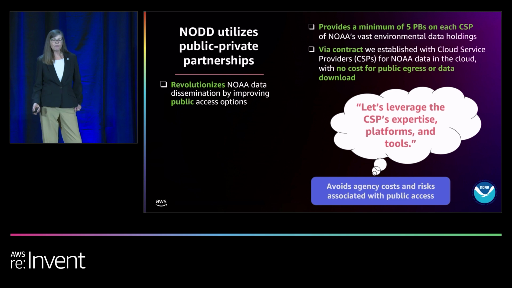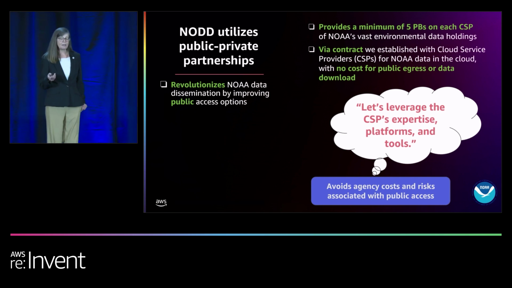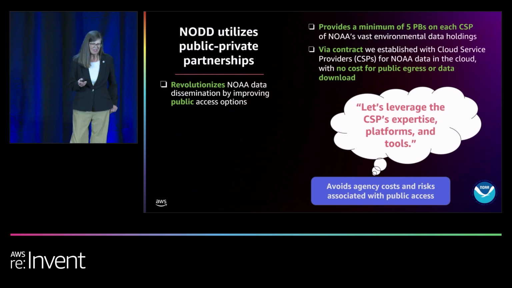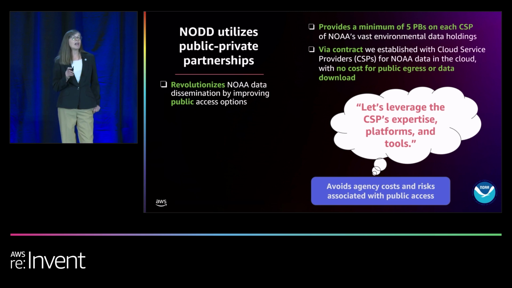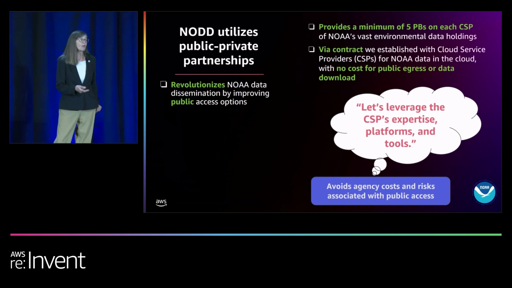The contracts provide for a minimum of 5 petabytes of NOAA's open environmental data on each CSP. These 5 petabytes are determined by NOAA. However, users can also request data sets via their CSP, or the CSPs may request data themselves, neither of which counts against the NOAA allocation. In addition, any LO, or line office, that's part of NOAA that signs a separate storage and compute contract with one of the 3 NOD cloud service providers is guaranteed free public egress for that data.